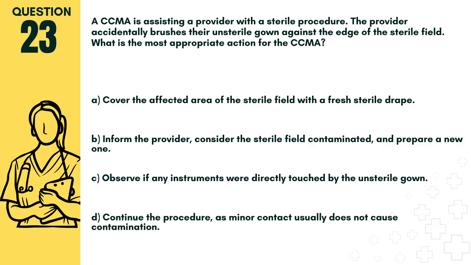Question 23. A CCMA is assisting a provider with a sterile procedure. The provider accidentally brushes their unsterile gown against the edge of the sterile field. What is the most appropriate action for the CCMA? A. Cover the affected area of the sterile field with a fresh sterile drape. B. Inform the provider, consider the sterile field contaminated, and prepare a new one. C. Observe if any instruments were directly touched by the unsterile gown. D. Continue the procedure, as minor contact usually does not cause contamination.